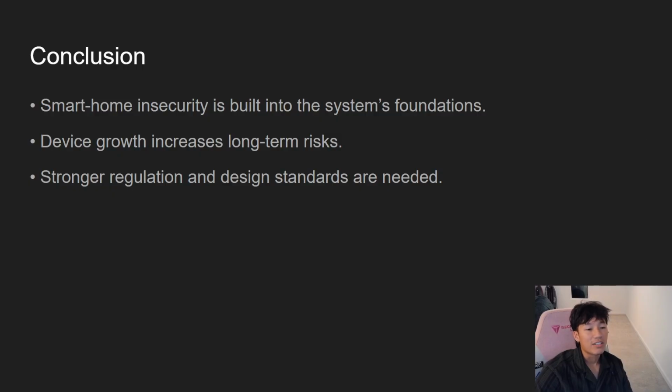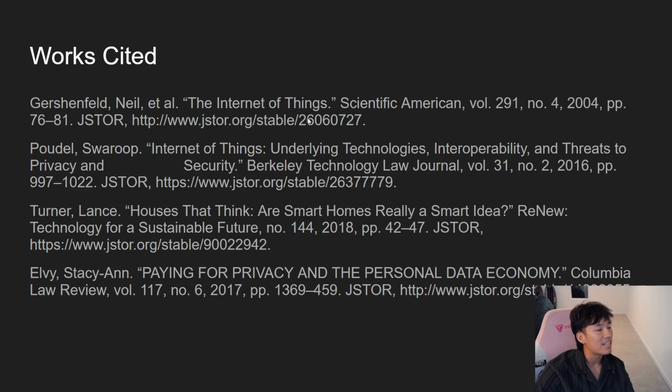And finally, for my conclusion, my research shows that smart homes remain vulnerable because these systems were never built with security as their primary goal. As more devices enter people's homes, the risks only increase. Real solutions will require changes in design standards, stronger regulations, and better consumer protections. Smart home technology may be convenient, but without structural change, it will continue to expose users to significant security and privacy threats.